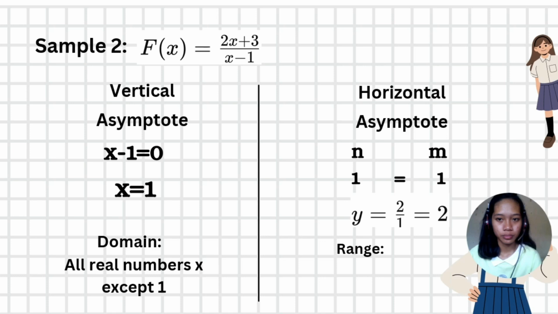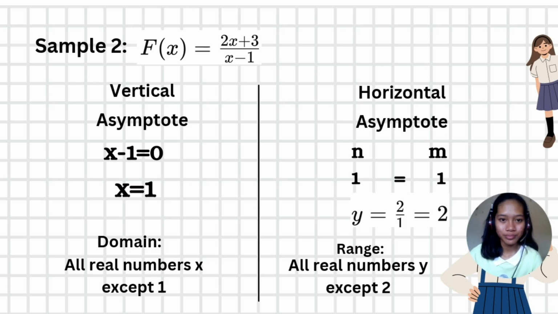Our range for this function is, what is our horizontal asymptote? It's 2. In our range, it indicates that y approaches 2 but never reaches it. Therefore, the range is all real numbers except 2. Okay, very good. We can write this as this statement, all real numbers except 2.